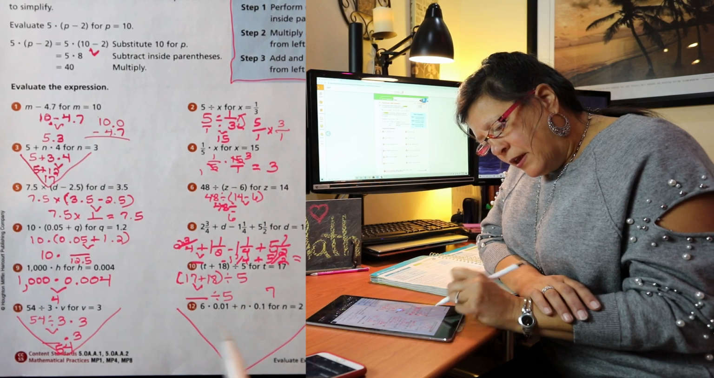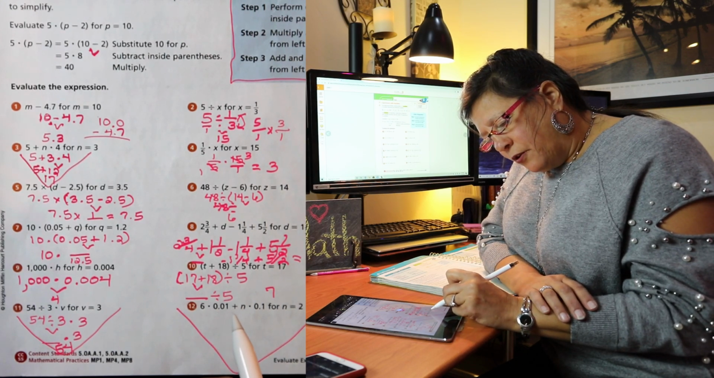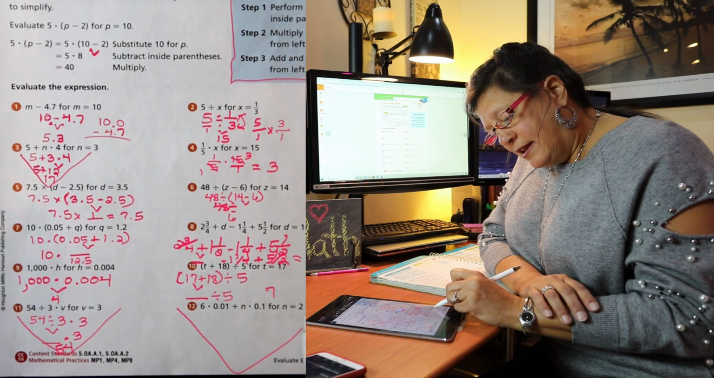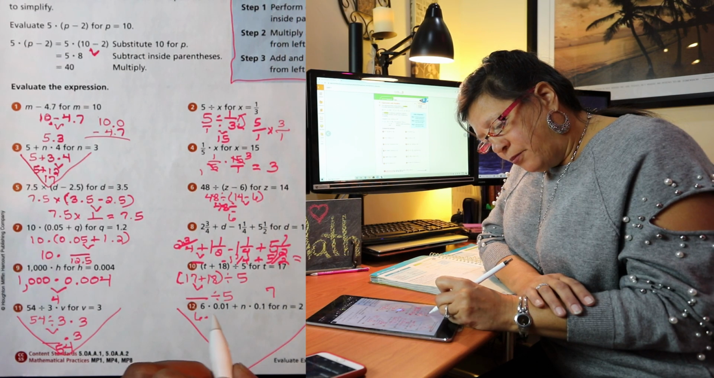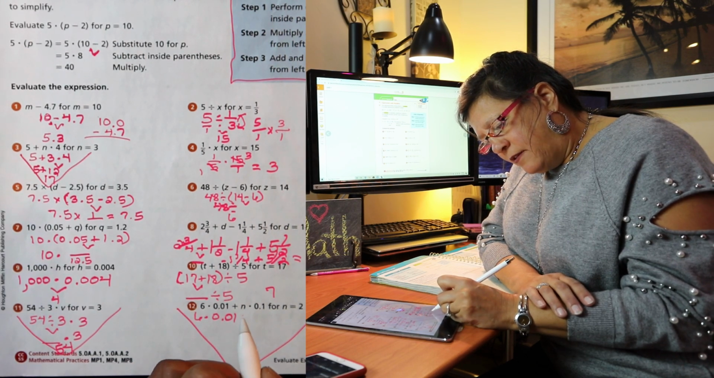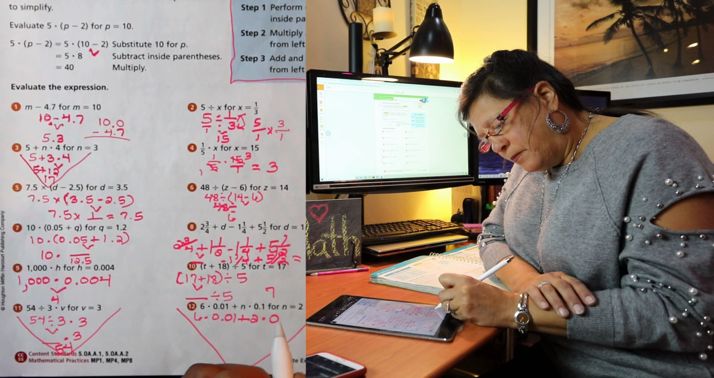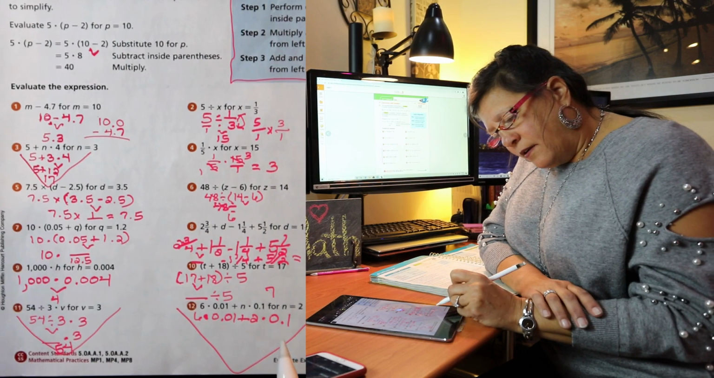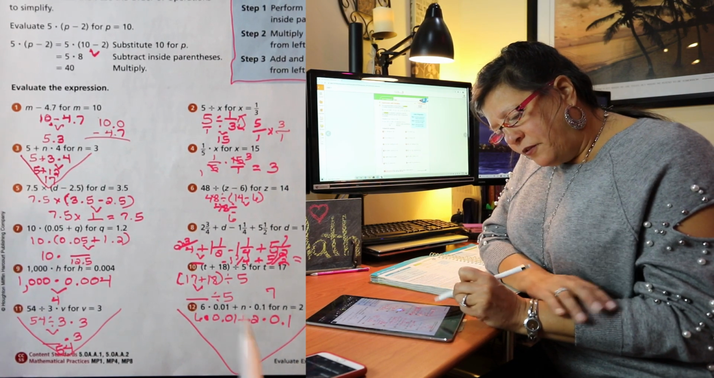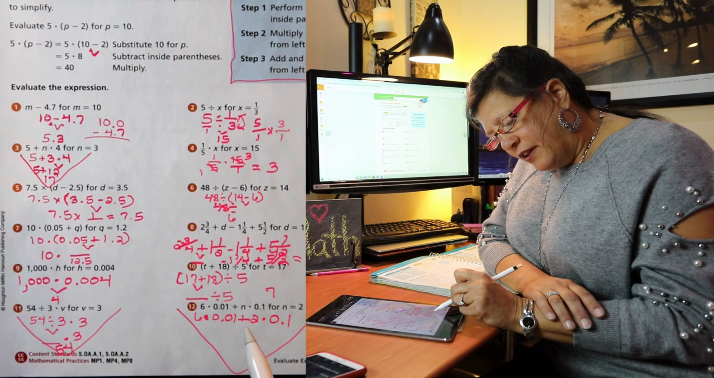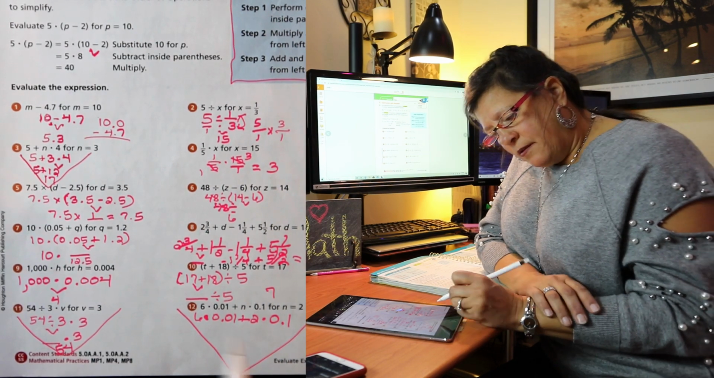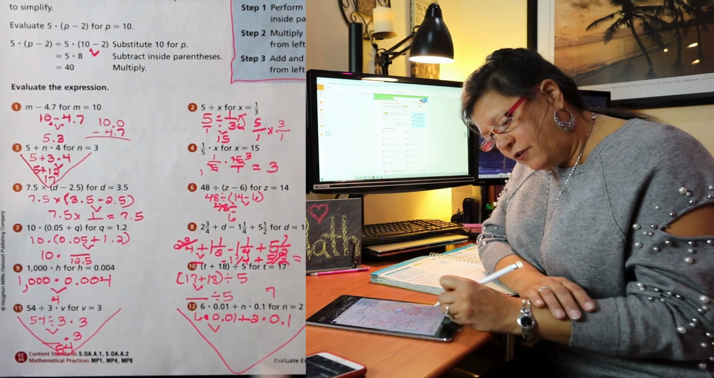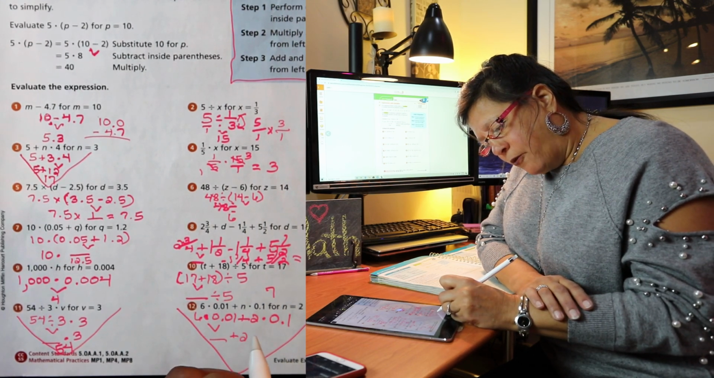Okay, number 12. 6 times 0.01 plus n times 0.01, n equals 2. So let's rewrite our expression, replacing the n with 2. Okay, and that's a times. All right, so no parentheses. We check that first. Then we have multiplication, addition, and multiplication. Okay, so we're going to work left to right with multiplication first. So you're going to do this one first. Move everything down.